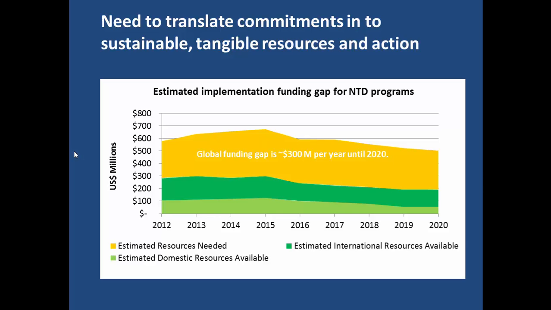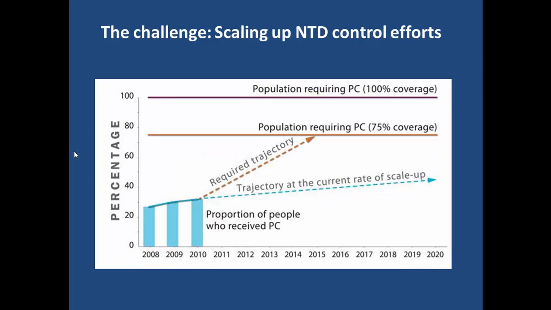It sounds like a lot of money, but when you compare $800 million to $1 billion a year to a program like HIV, which is close to $50 billion a year, it's kind of small. But even still, there's a $300 million per year gap between now and 2020. And so it is a fairly considerable gap in the amount of funding to be able to get to those goals that they want to have.